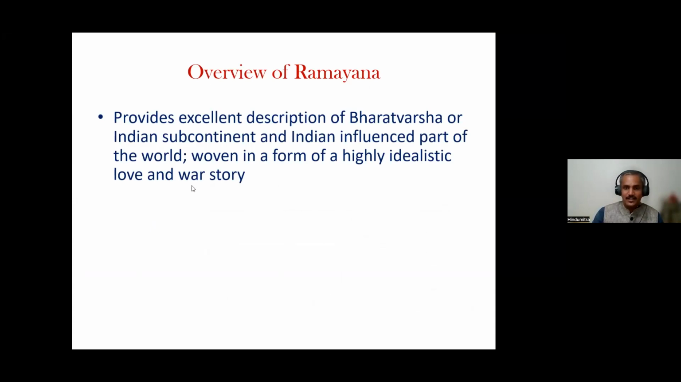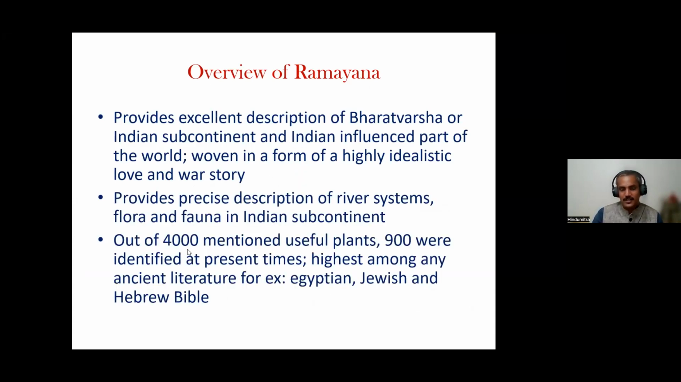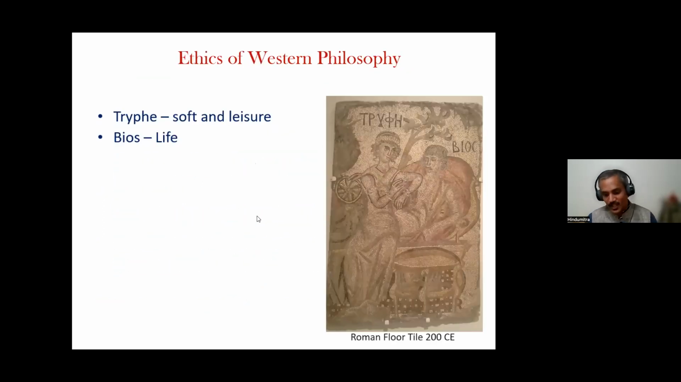I'll just skip that. It's just showing that the Ramayana and Mahabharata have described, for example, 4,000 plants being mentioned in the Ramayana. Out of that, 900 have been identified at present times. Similarly, the Mahabharata talks about various things. I would like to draw one more point, then I will finish.